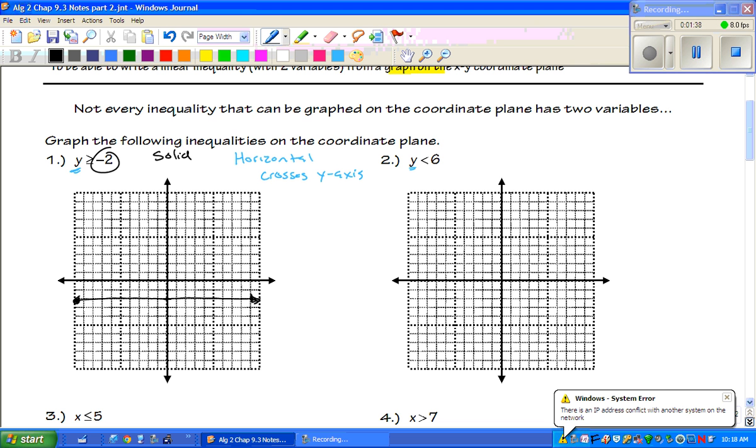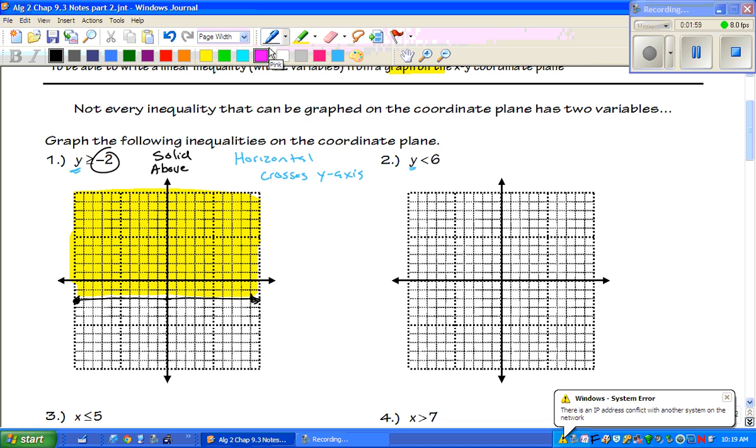Well, now we can't really shade. Before, when we talk about shading up or down, left or right, it's like, what do we do? Remember that this is greater than. If it's greater, we have to shade above. So I'm going to shade everything that is above. And there you go.